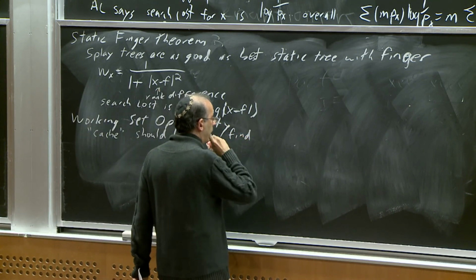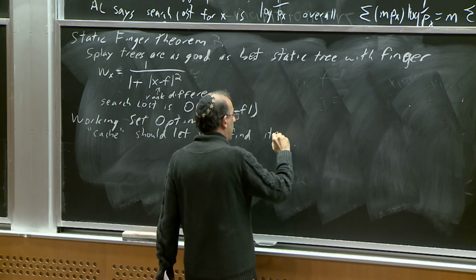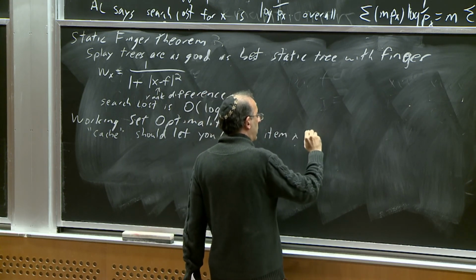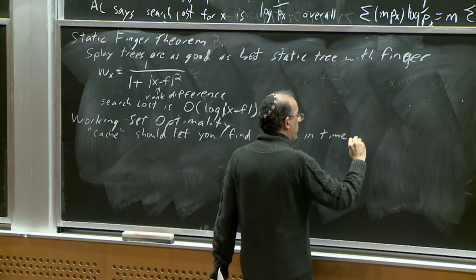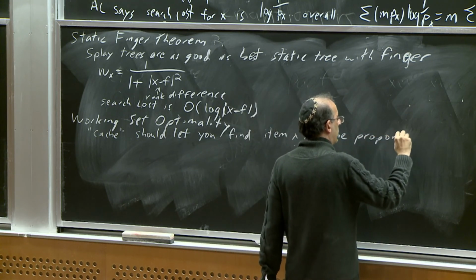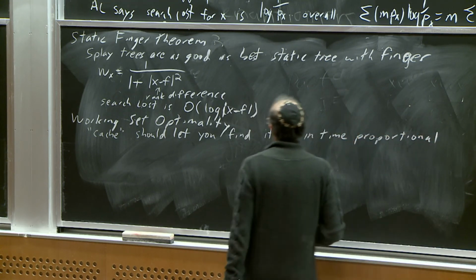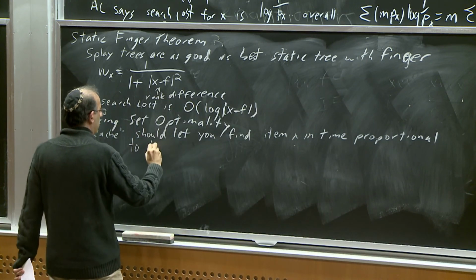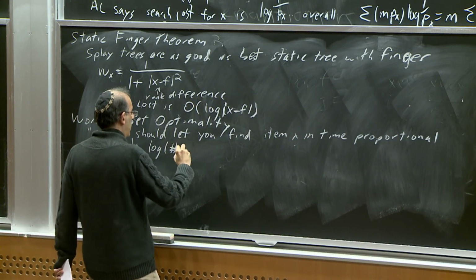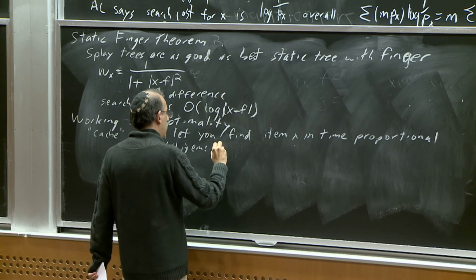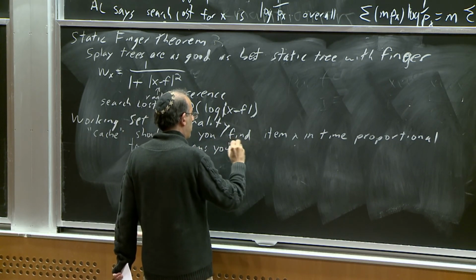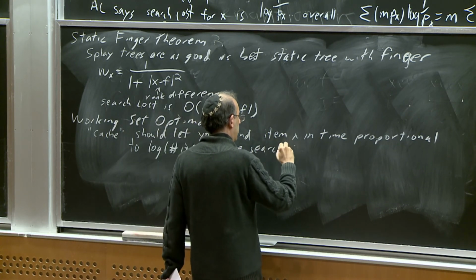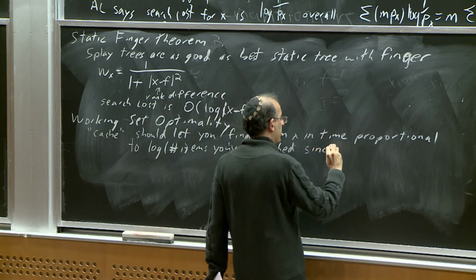So intuitively, you can imagine creating a cache that should let you find item x in time which is sort of proportional to the log of the number of items you've searched for since the previous search for x.